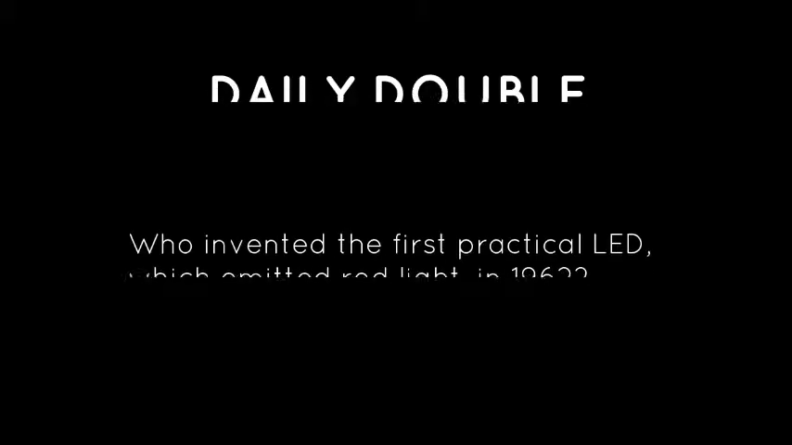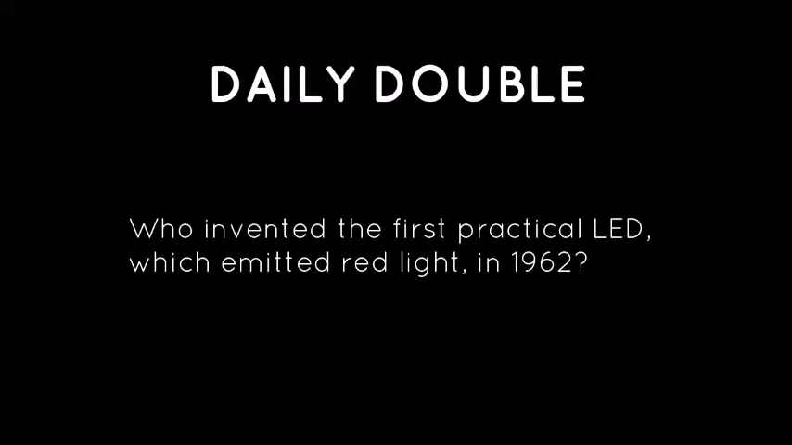Types of lamps, 600. Daily double. Who invented the first practical LED, which emitted red light in 1962? Who is Thomas Edison? Not so quite. Who is Nick Holoniak? That's correct! I'll take lamp structures for 400.